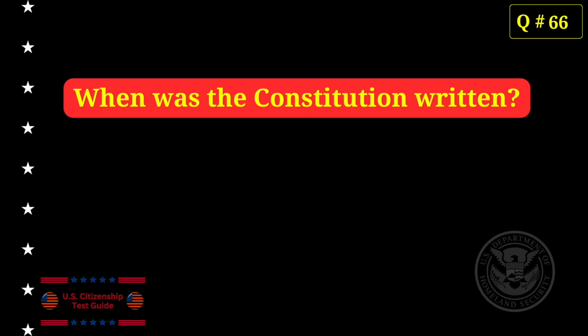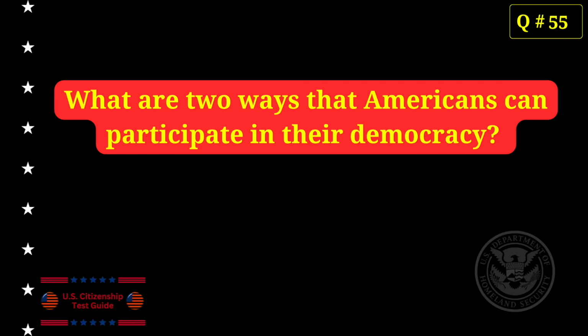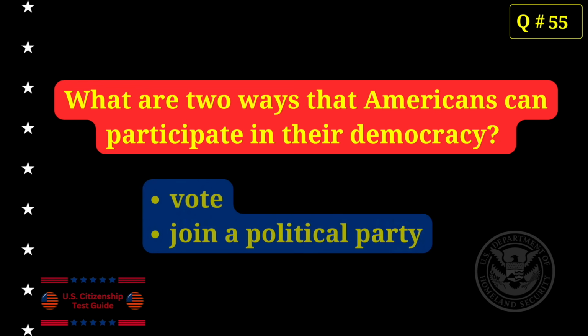When was the Constitution written? 1787. What are two ways that Americans can participate in their democracy? Vote. Join a political party.